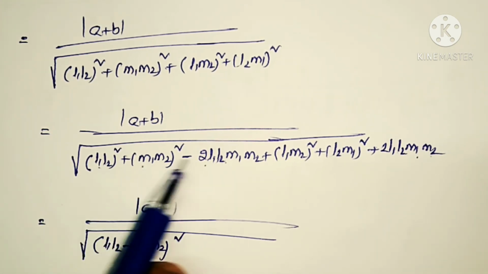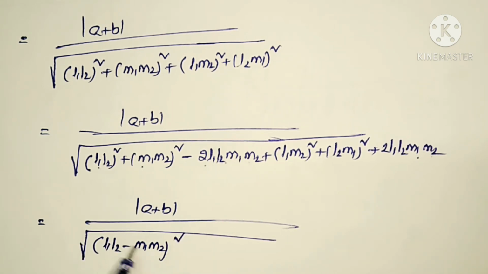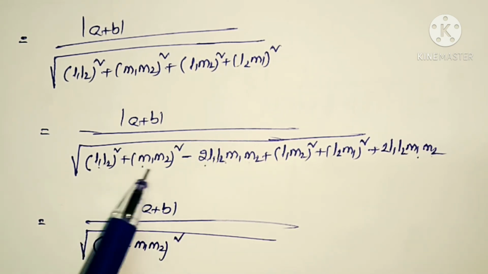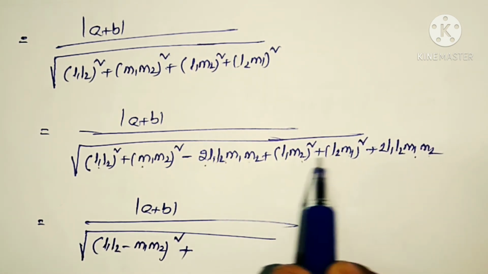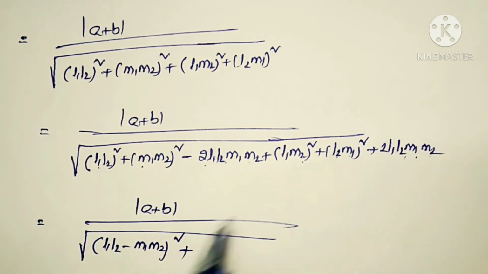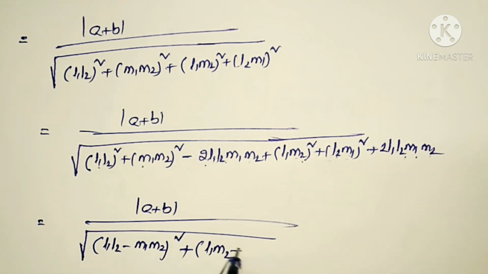A square plus B square minus 2AB, A minus B whole square. What is the A value? L1 L2, and what is the B value? M1 M2, plus, now this is in the form of A square plus B square plus 2AB. Now what is the answer? A plus B whole square, that is L1 M2 plus L2 M1 whole square.